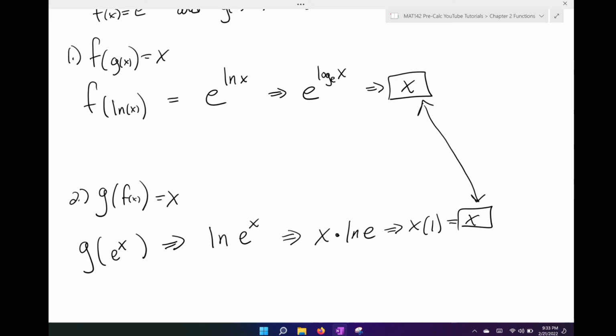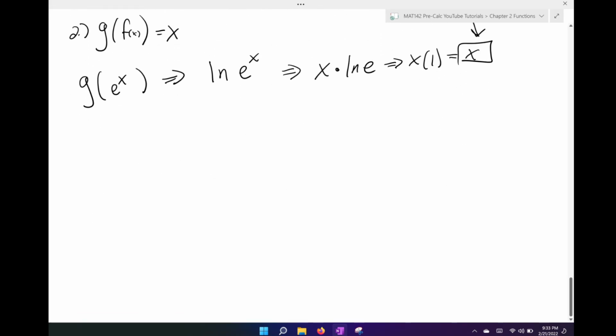But now the big question is this. How do we find inverses? So far, I've given you inverses, or I've demonstrated where inverses do not exist, but I never showed you how to actually find an inverse. So here's how we find an inverse.